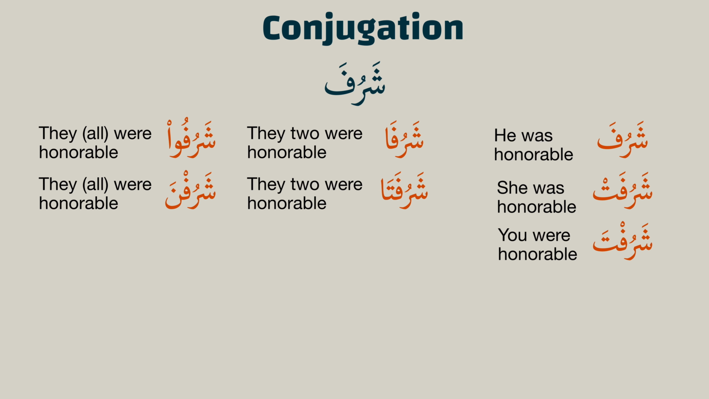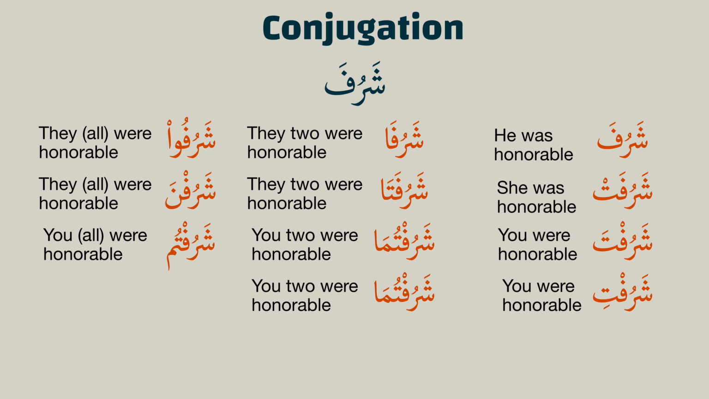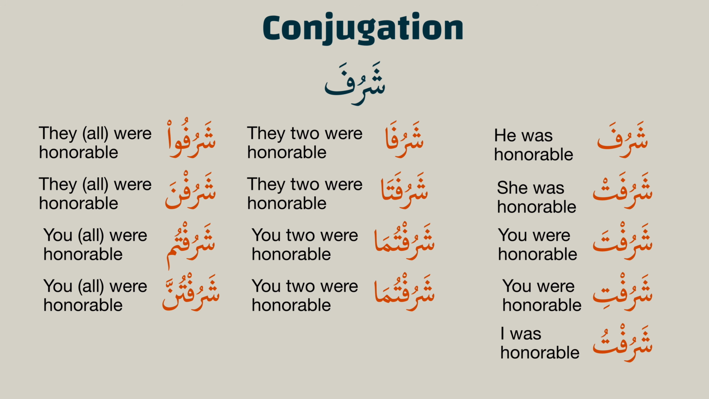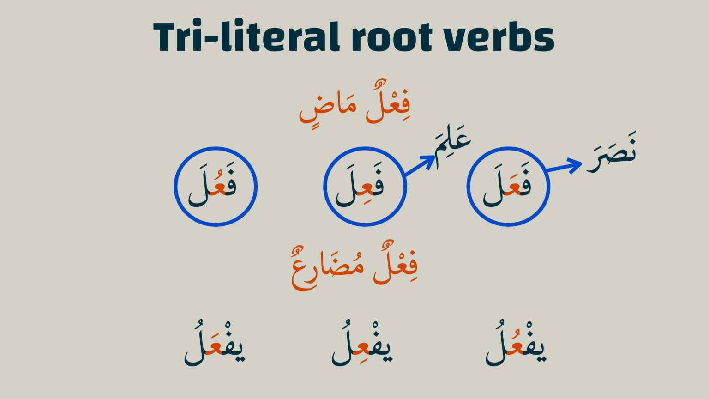Sharufta, you were honorable. Sharuftuma, you too were honorable. Sharuftum, you all were honorable. Sharufti, you were honorable but feminine this time. Sharuftuma, you two were honorable. And Sharuftunna, you all were honorable but feminine. Sharuftu, I was honorable. Sharufna, we too were honorable. And Sharufna, we were honorable. So this is the pattern fa'ula, on which we conjugated sharufa.